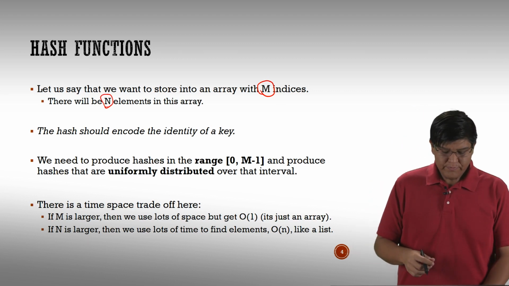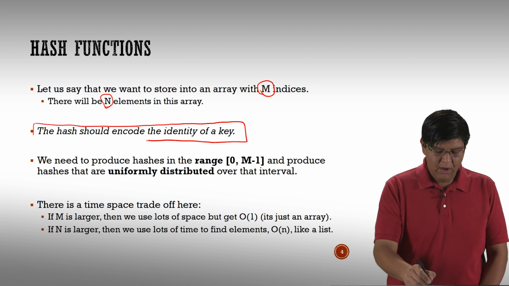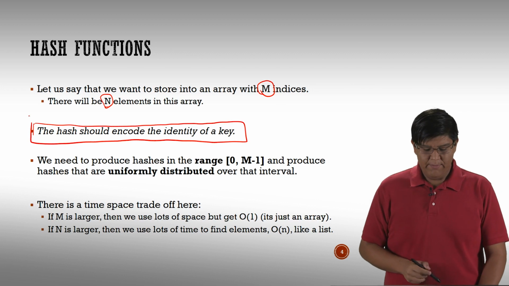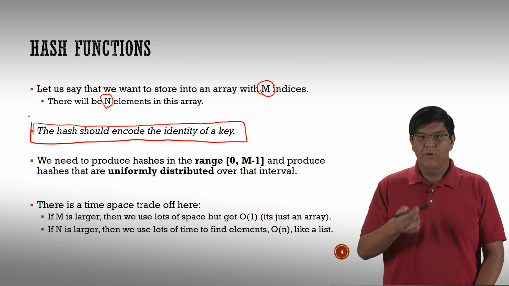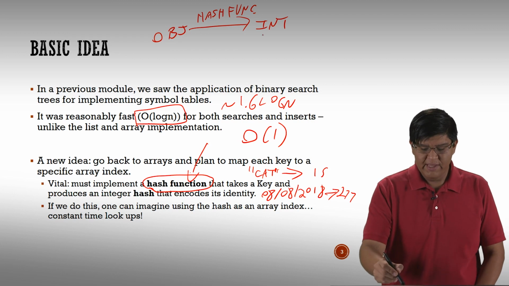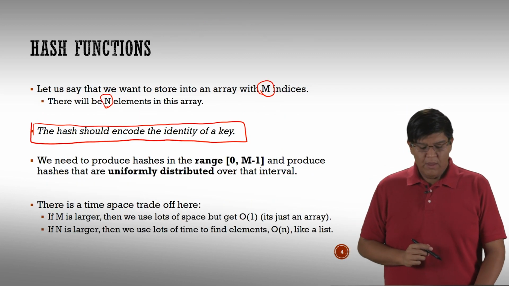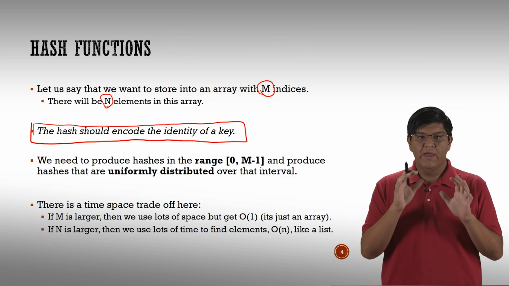All right. This over here is kind of our main rule. When we talk about hash functions, when we talk about basically producing a hash, on the previous slide I wrote up here, object goes to int. This int over here is a hash value. It's a hash value produced by a hash function. All right. So our hash should basically encode the identity of a key.